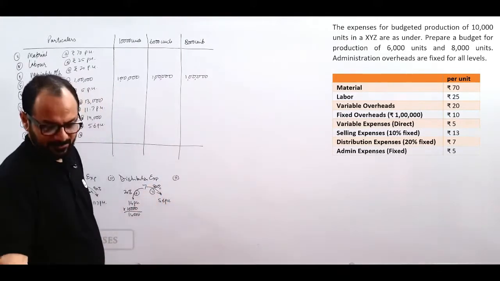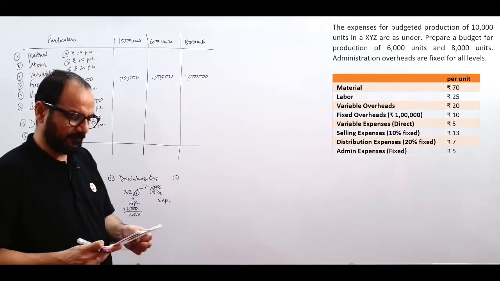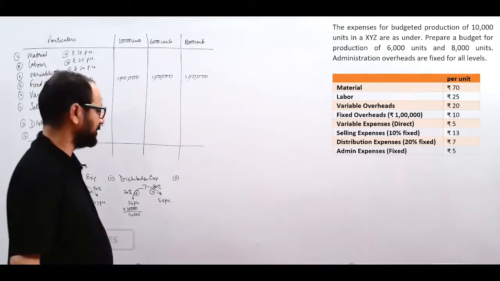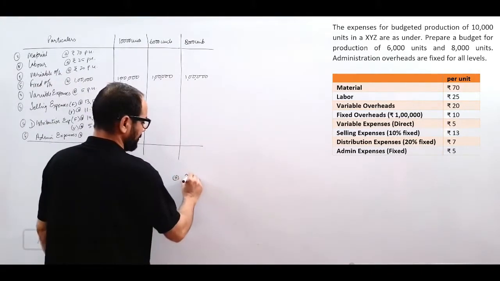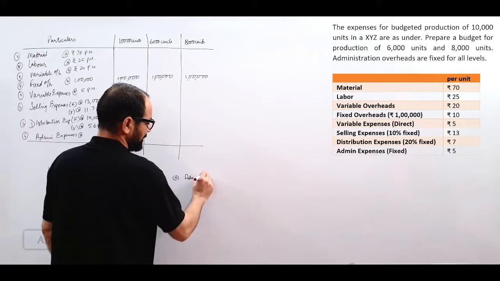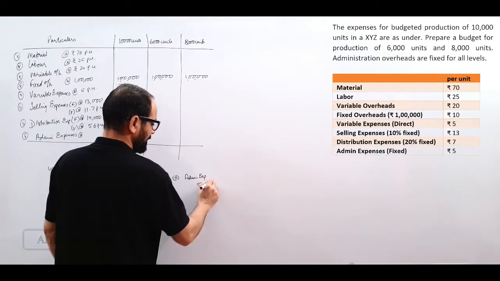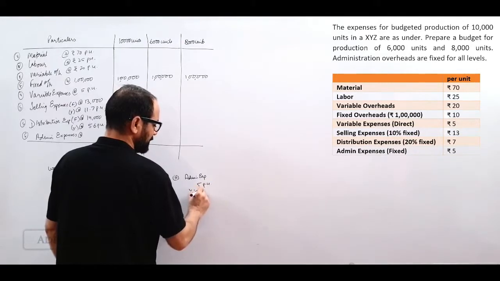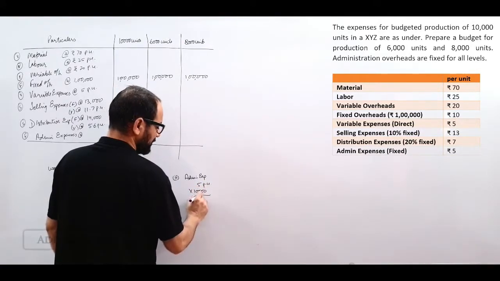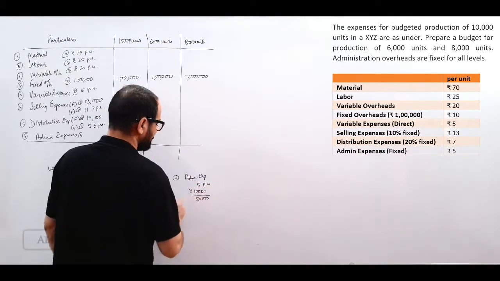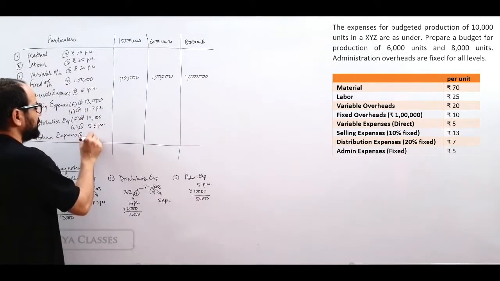Admin expenses have been given directly as fixed, completely fixed at 5 rupees per unit. So let us find that amount, making it 50,000. So this will be an amount of 50,000.